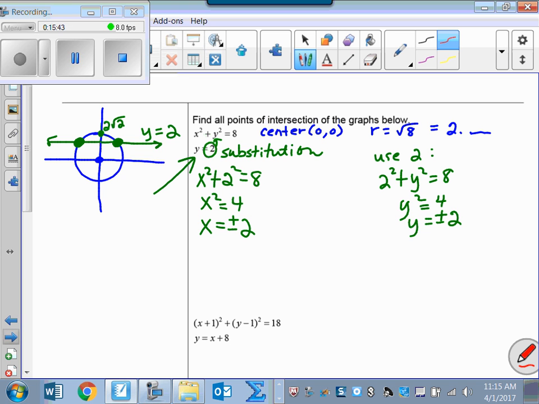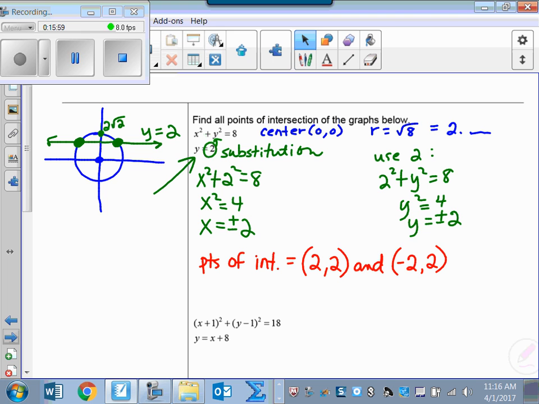So all the points of intersection, and I do want to write them as coordinates, so the points of intersection are (2, 2) and (negative 2, 2). So there's our answer. All right, so as always, I'm going to pause and let you work this second one, and it's just a tad bit more interesting than this one, so have a good time.